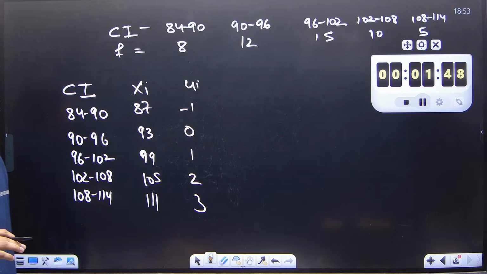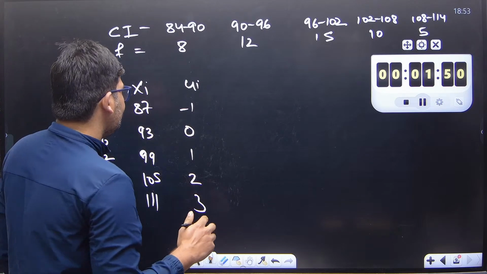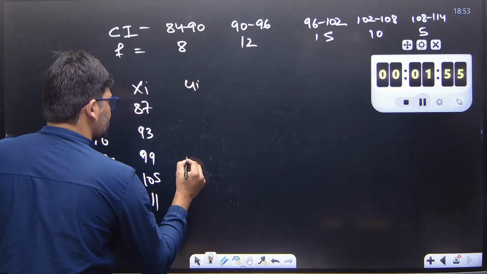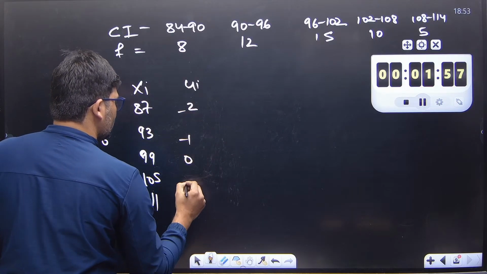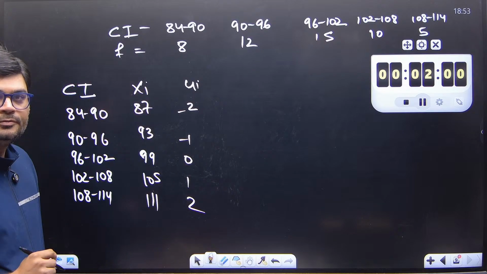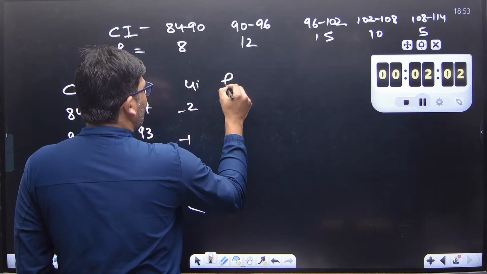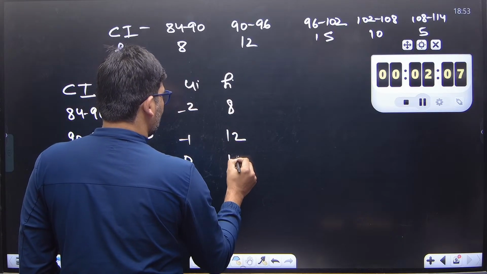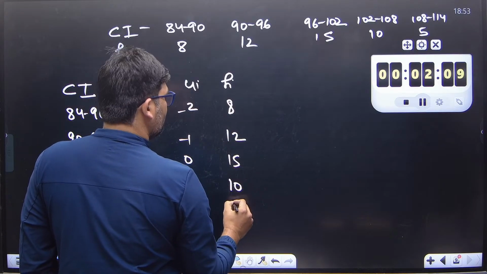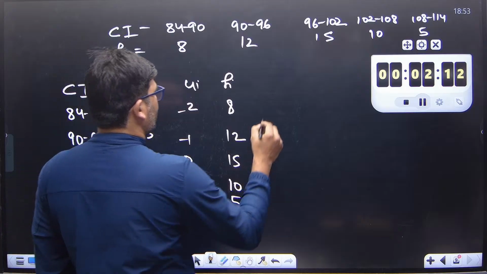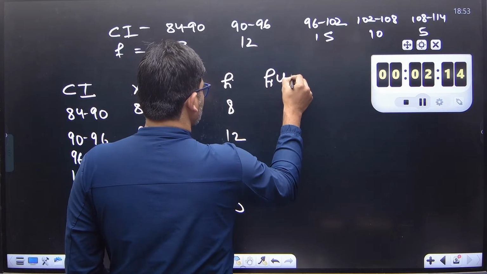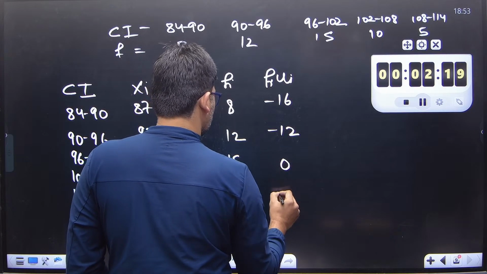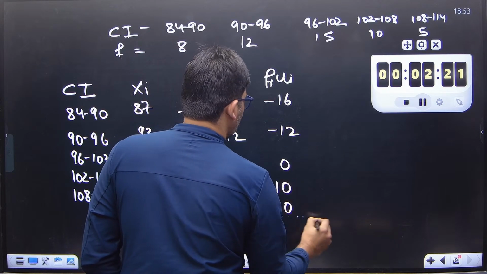You can choose any one of them. As of now, I am going to choose this. So minus 1, minus 2, 1 and 2. Now write Fi. Fi is how much? 8, 12, 15, 10 and 5. So minus 16, minus 12, 0, 10 and 10.